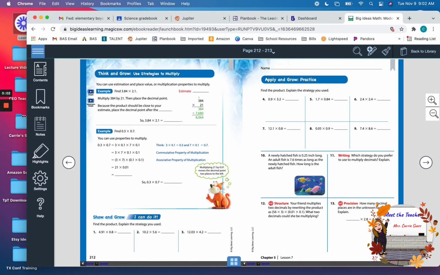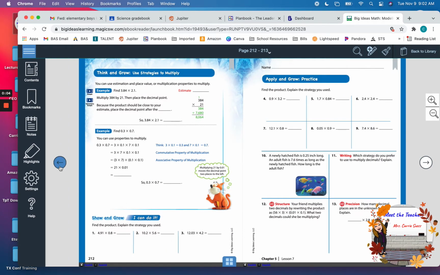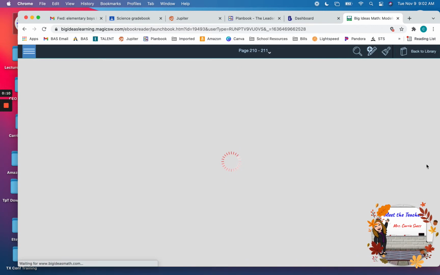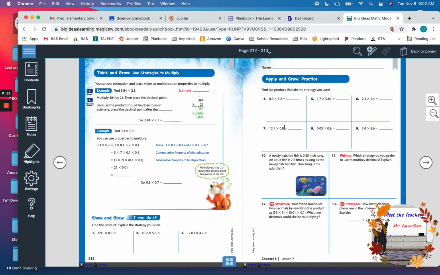All right, we're going to go over 5th grade. This is, let me go back a page, lesson 5.7. So we are multiplying decimals. I know you guys have seen some of this already, but I want to go through some of these examples with you and then work on the try-its with you.